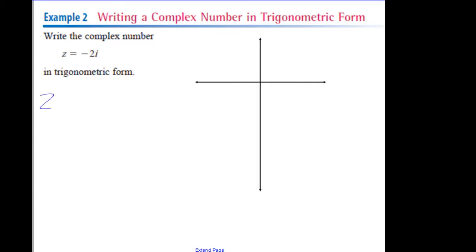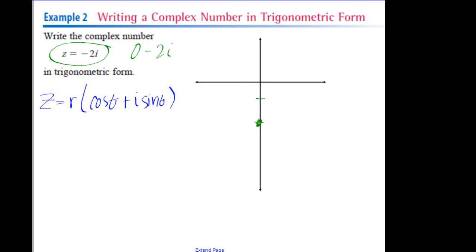So we've got z is equal to r, open parentheses, cosine theta plus i sine theta. Well, here, looking at this given problem, I see that my real part is actually 0, minus 2i. So plotting this, I just need to go down negative 2 on the imaginary axis. So this must be the point 0, comma, negative 2.